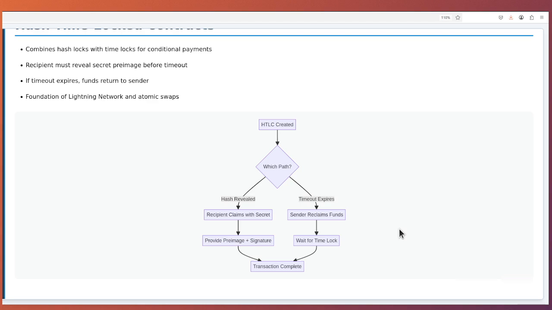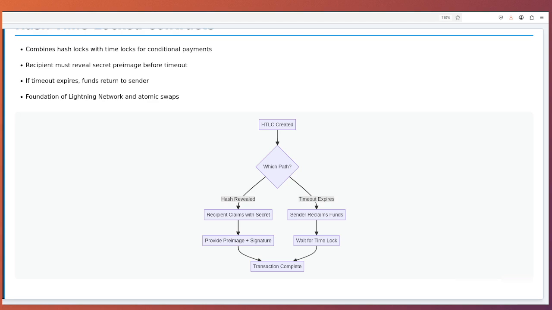Imagine Alice has Bitcoin and Bob has Litecoin, and they want to swap. Alice creates an HTLC on Bitcoin that pays Bob if he reveals a secret before 24 hours. Bob creates a corresponding HTLC on Litecoin that pays Alice if she reveals the same secret before 12 hours. Alice knows the secret, so she claims Bob's Litecoin by revealing it. Bob sees Alice reveal the secret on the Litecoin blockchain, so he uses that same secret to claim Alice's Bitcoin. Either both transactions complete or both fail, making it atomic. In the Lightning Network, HTLCs enable routing payments through intermediate nodes without trusting them.